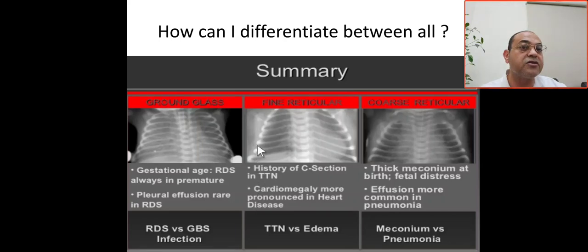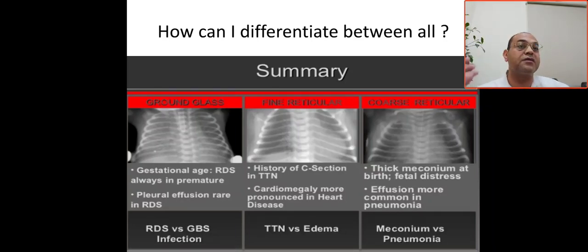You will see fine reticular. What is the meaning of fine reticular? It looks like small striae, fine, and actually it is difficult to find. Fine means water. You have only two differential diagnoses: TTN or pulmonary edema due to cardiac disease. Because TTN mimics pulmonary edema or cardiac disease.